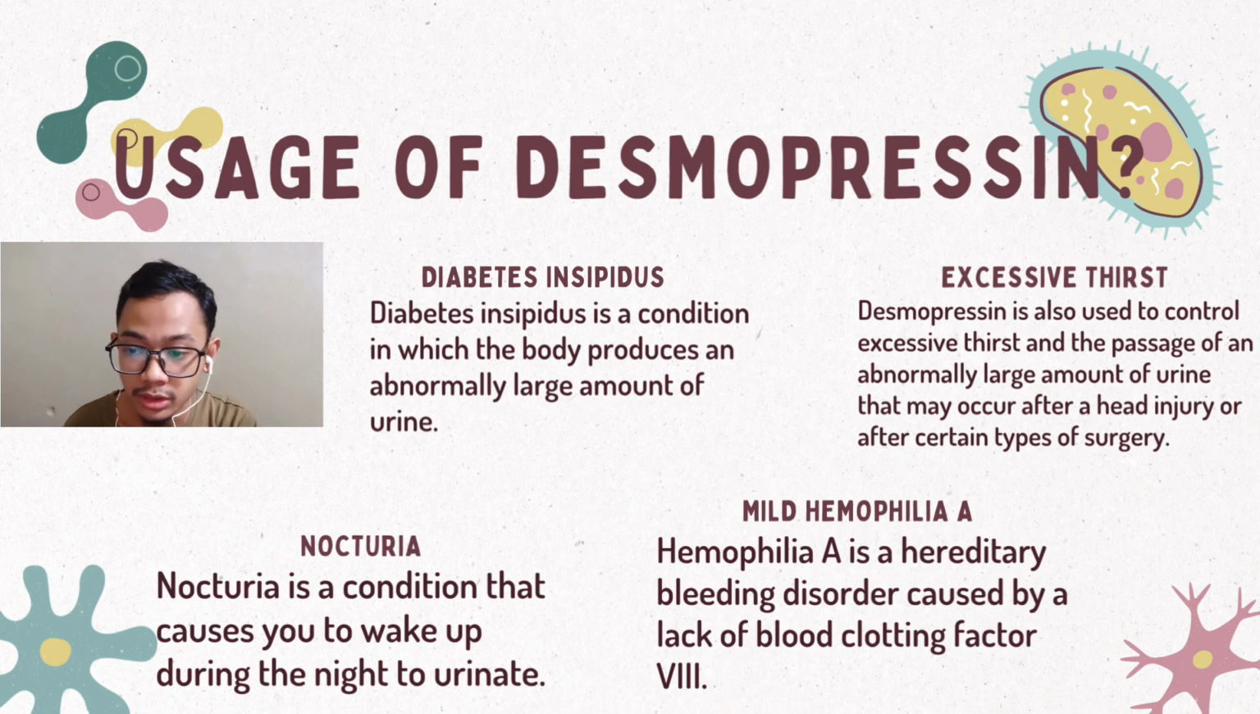Next, the usage of desmopressin. First is for diabetes insipidus, which is a condition where the body produces an abnormally large amount of urine. Then it can also be used to control excessive thirst and the passage of an abnormally large amount of urine that may occur after head injury or after certain types of surgery. It can also be used for nocturia, which is a condition that causes you to wake up during the night to urinate. Last, it can be used to treat mild hemophilia A, which is a hereditary bleeding disorder caused by lack of blood clotting factor 8.